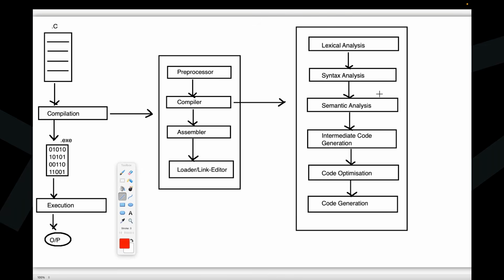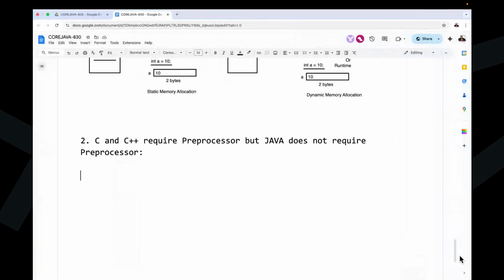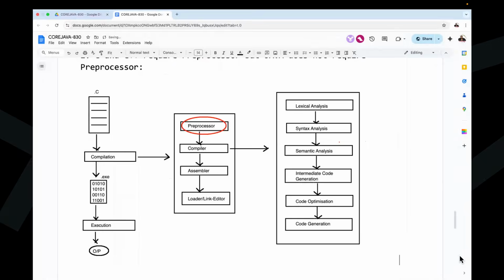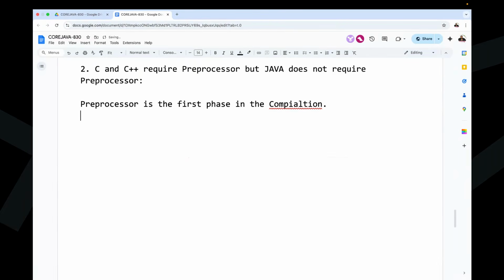Now observe carefully. I'm going to copy this diagram, but before that, the preprocessor is available here. This is the location of the preprocessor inside the compilation. Okay, good. Let me copy this diagram. I have given the location of the preprocessor here. Now let me talk about it. The preprocessor is the first phase in the compilation.